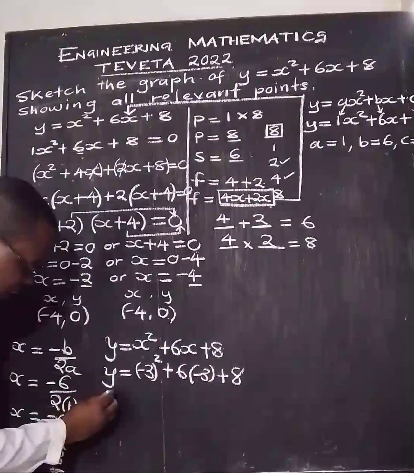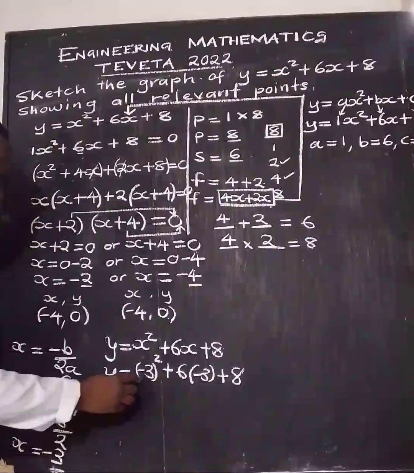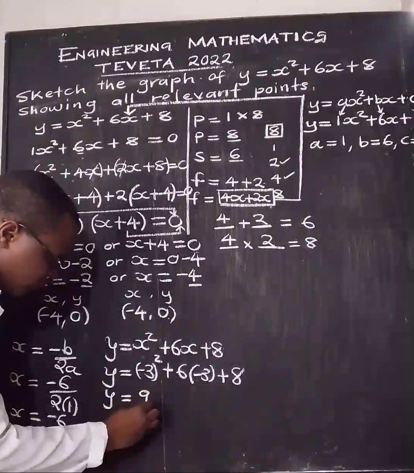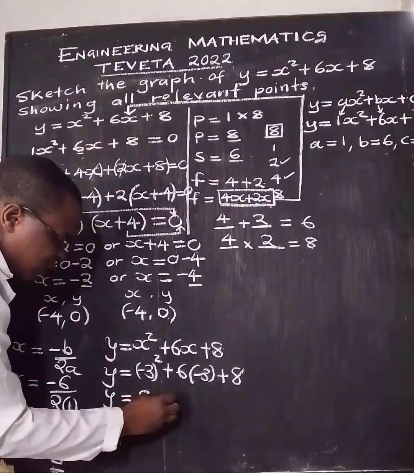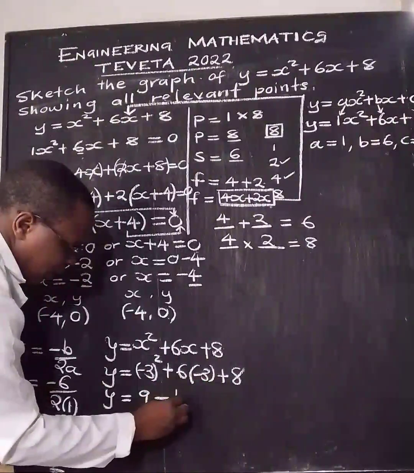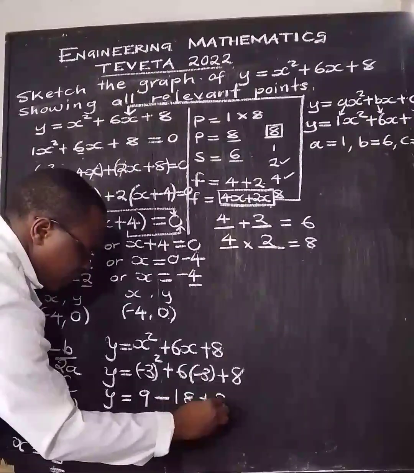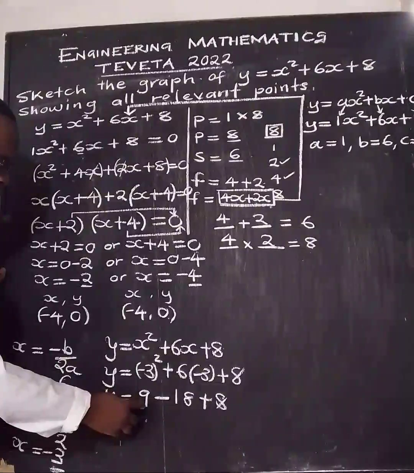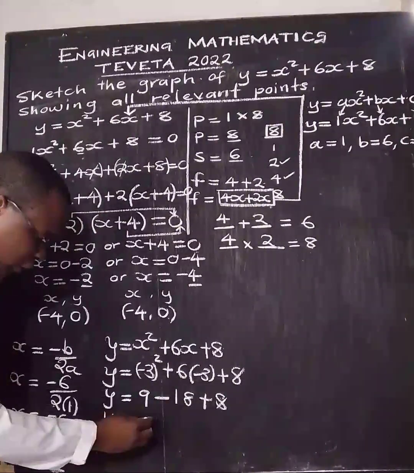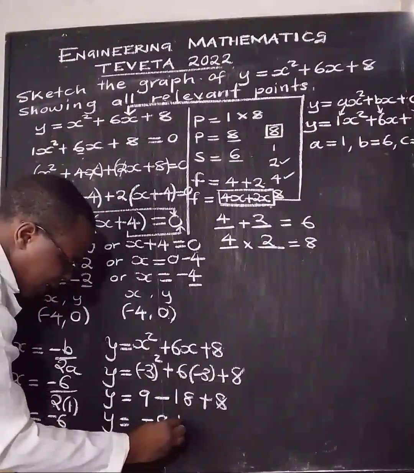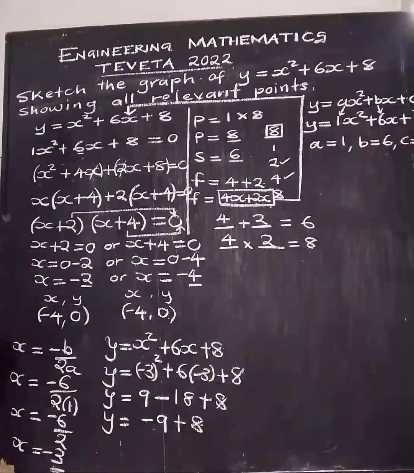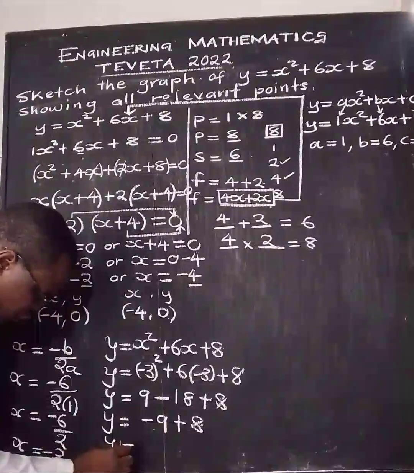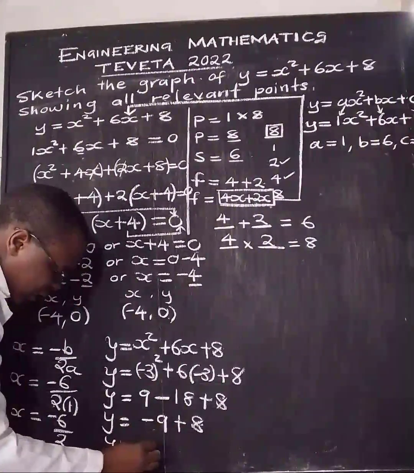Okay, then y is equal to negative 3 squared. It's negative 3 times negative 3, which is positive 9. Positive times negative is negative. 6 times 3, 18, plus 8. So y is equal to 9 minus 18. You get negative 9 plus 8. Okay, so we have y is equal to negative 9 plus 8, you get negative 1.